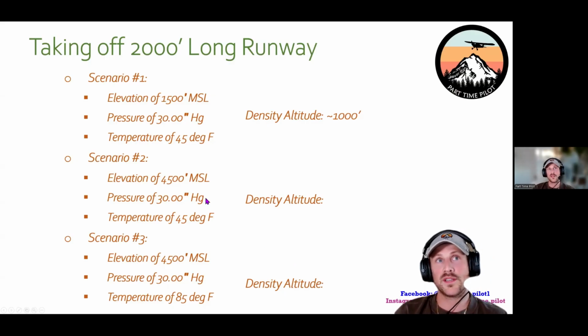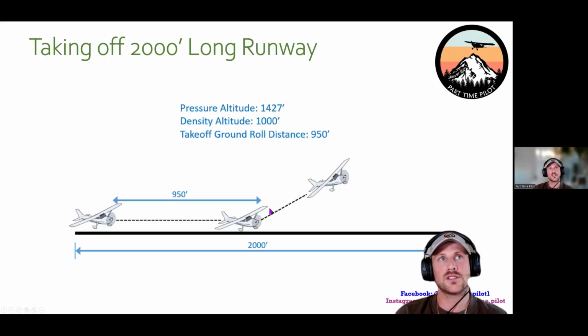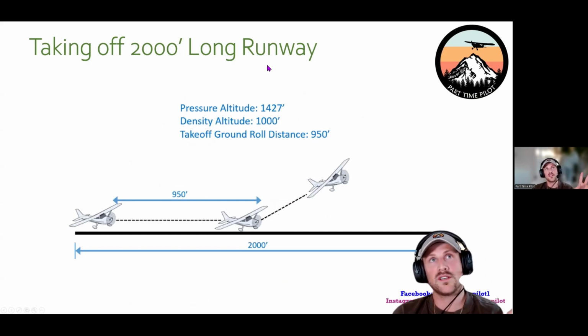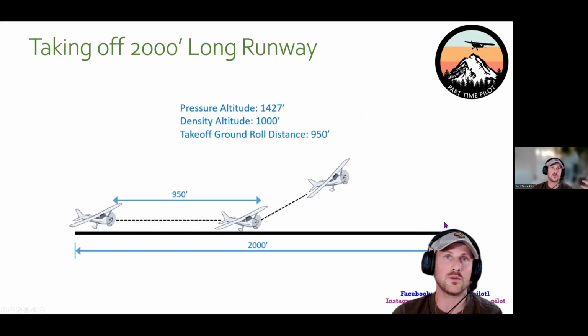So before we continue to scenario 2, I went ahead and, using I believe a Cessna 172 performance chart, which again, don't worry that you don't know how to do this, we'll explain how, I calculated the takeoff ground roll distance for scenario 1. In all these scenarios, I want you to think we're taking off on a short runway that's only 2,000 feet long. Maybe it's a little private airstrip.